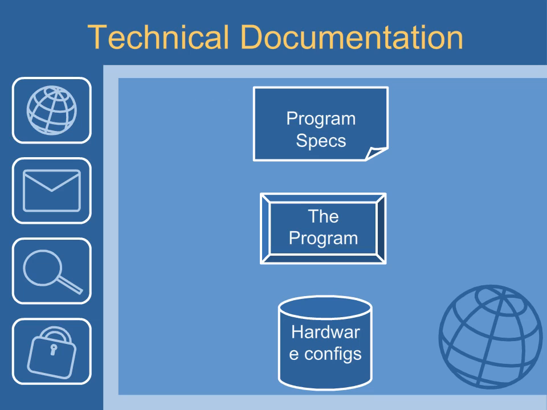I've tried to put some symbology on this so that you can understand that program specs, the program itself, and hardware configurations are the three elements. As I say, it doesn't matter whether you think of it graphically like that or in terms of the actual bullet points that are there. It's just that those are the three common things, and that's really what you need to memorize.